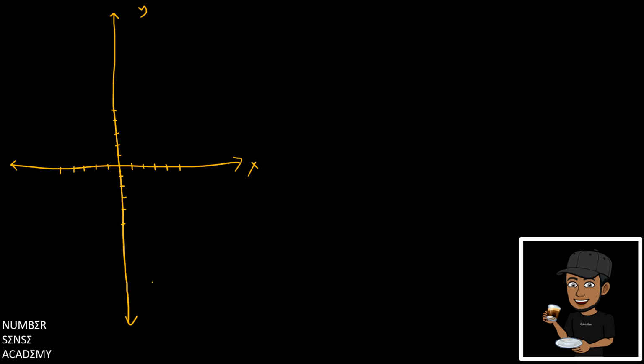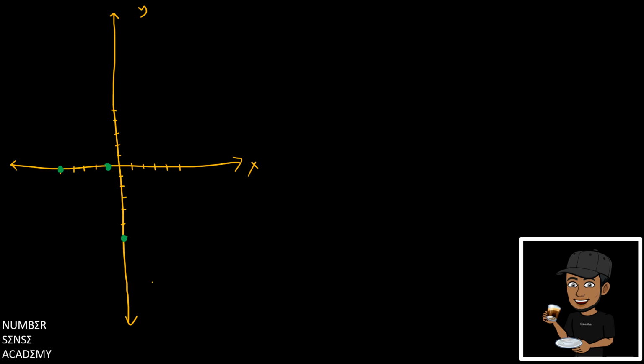So I have a couple points. I have one at negative 5 and 0. And I have one at negative 1 and 0. Then I have a y-intercept at negative 6. So I got to bring that down a little bit more. So I have a y-intercept here.